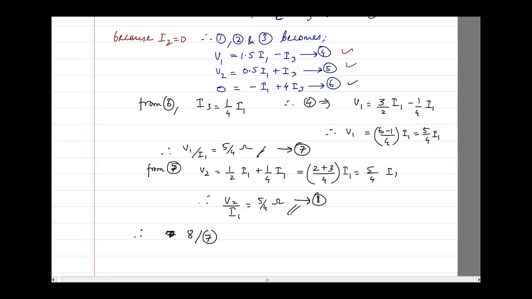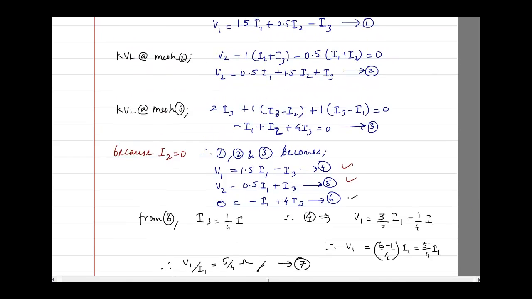Therefore, equation number 8 divided by equation number 7 will give me V2 by I1 divided by V1 by I1. It's going to be 5 by 4 divided by 5 by 4, which turns out to be V2 by V1 is 1. And since it's voltage by voltage, it has no unit. So that is my third answer.